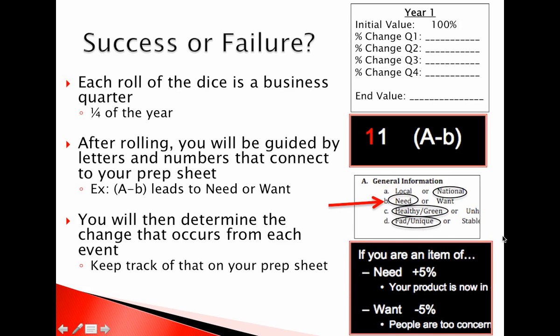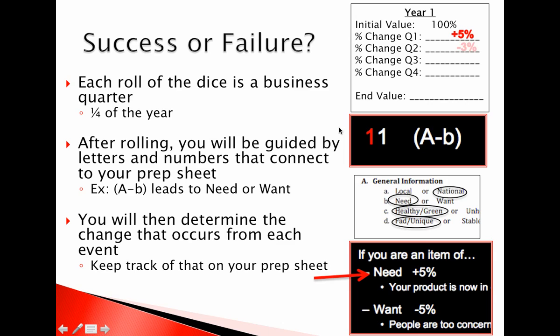So it's then going to say if you are an item of need, you get plus 5%. Since you are an item of need, you get plus 5% versus if you are a want, you would get negative 5. Therefore, what you do now is you take the 5%, you drag it up here to Q1, and that's what occurred for you in the first quarter of the year.